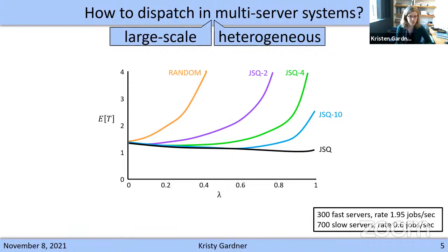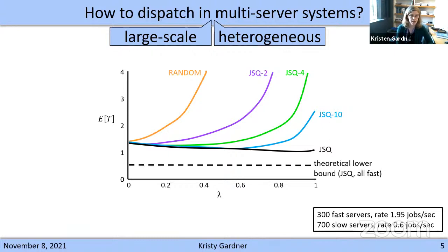This is our not so feasible to implement policy, where we're looking at the queue lengths of all of the servers. And so at face value, it kind of looks like, yeah, in heterogeneous systems, we're doing pretty well. JSQD is doing a pretty good job of achieving low mean response time. But I want to put one more line on this graph. This last line that I'm going to put here is a theoretical lower bound.